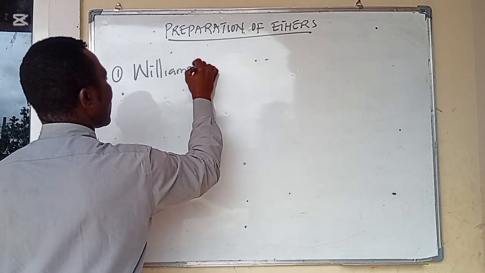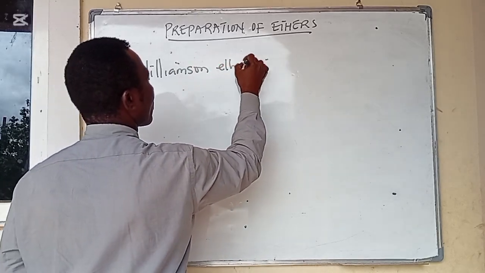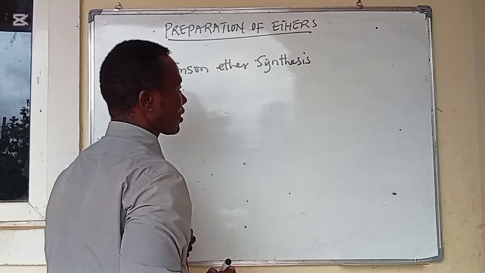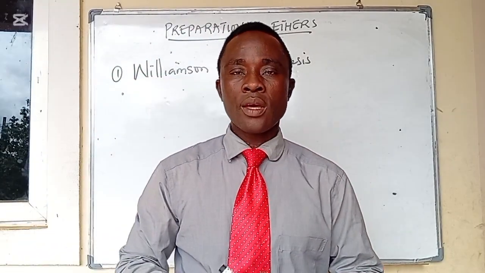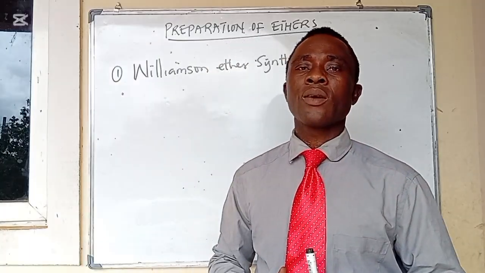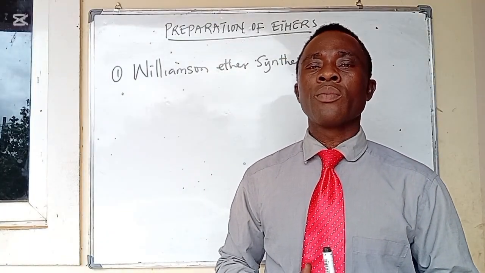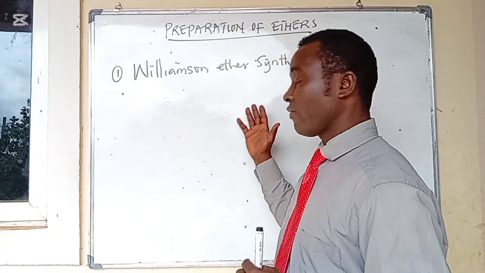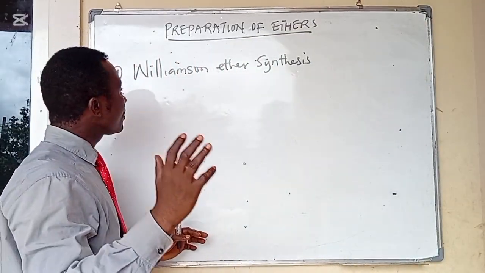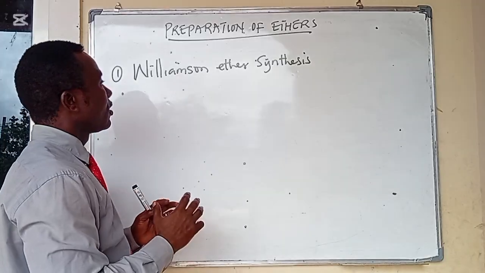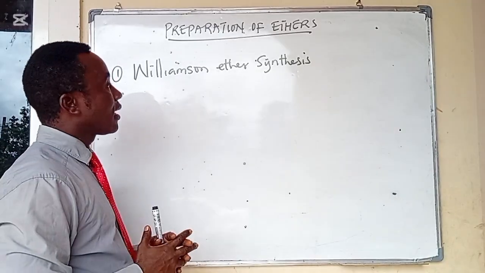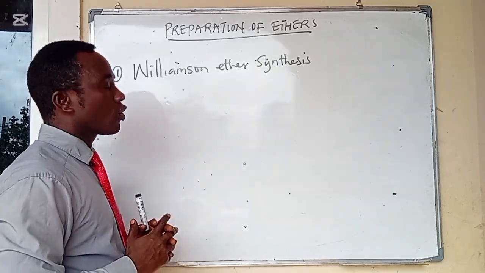Williamson ether synthesis. This is the best method through which ether can be prepared. Williamson of University College, London, in 1850 devised this method. What is it? It is a reaction between alkoxide and the alkyl halide, to give us what?